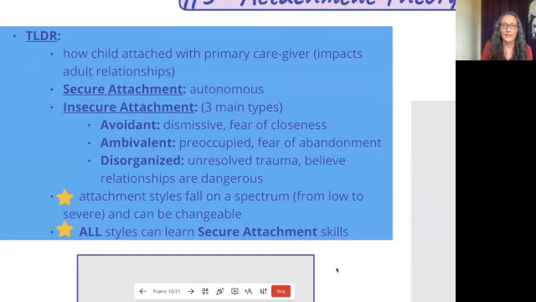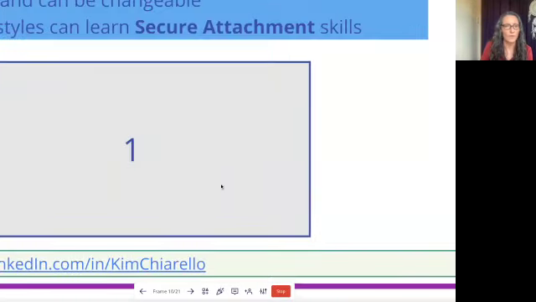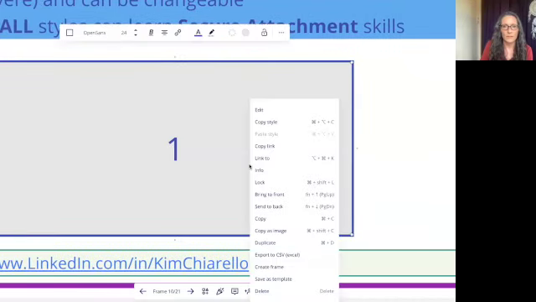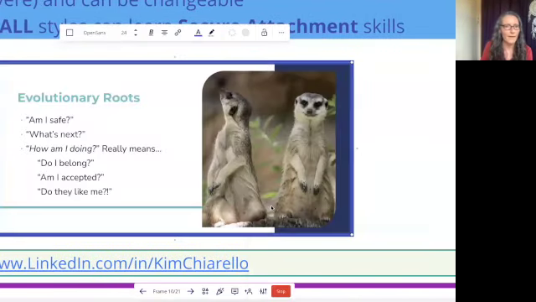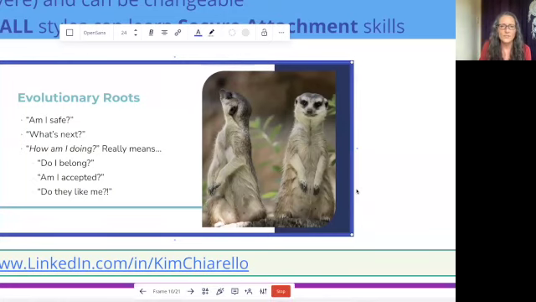And I want to share one more thing here before going into an example. This is a great quote, sent to back, of what are the roots of attachment theory. It's in questions like, am I safe? What's next? How am I doing? Which really means, do I belong? Am I accepted? Do they like me? And we all think of these questions from time to time, some more than others.